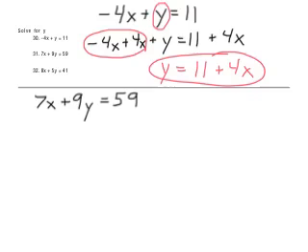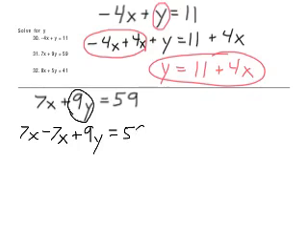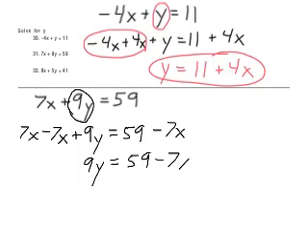Let's do this one. 7x plus 9y equals 59. Again, same thing. We want to get this term alone, first of all, then we'll deal with the 9, right? Okay, so we have 7x minus 7x plus 9y equals 59, doing the same thing to both sides, minus 7x. Alright, so now we have 9y, because 7x minus 7x is 0, 9y equals 59 minus 7x.